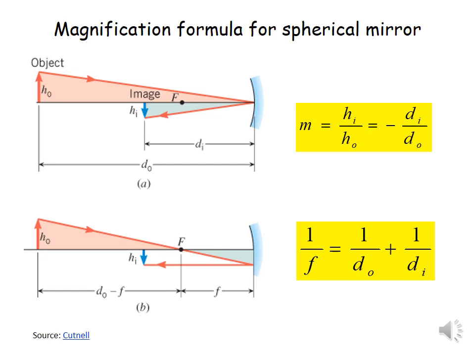The simple equation for the spherical mirror is 1 over F equals 1 over Do plus 1 over Di. Later, we will also learn about the lens, and they also use the same formula.